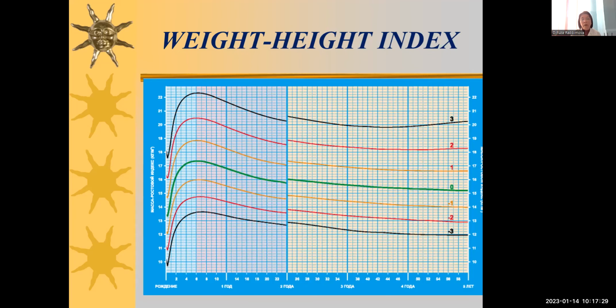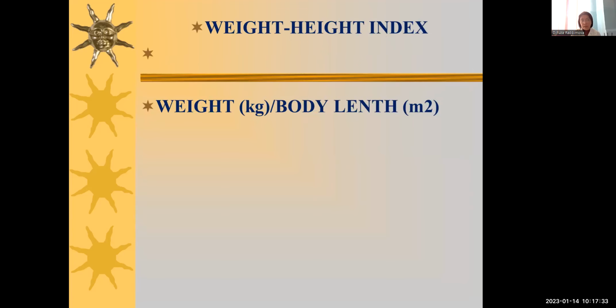And we have one more indicator, the weight height index. What is this? We can calculate the weight height index by the formula: weight divided by body length in square meters.